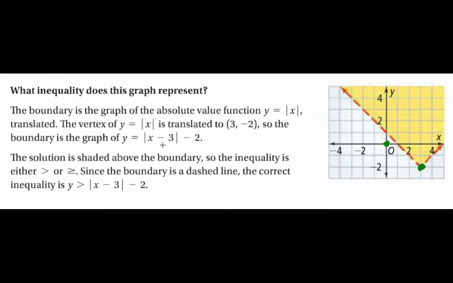So a horizontal translation of 3 gives us absolute value of x minus 3, and for a downward translation of 2, we know we need to subtract 2 from the absolute value. So our boundary is y equals absolute value of x minus 3 minus 2. The solution is shaded above the boundary, so the inequality is either greater than or equal to. Since the boundary is a dashed line, the correct inequality is a greater than. So we'll just take out the equal sign here, replace it with a greater than sign, and we have our inequality.